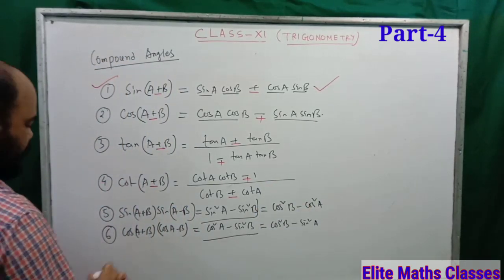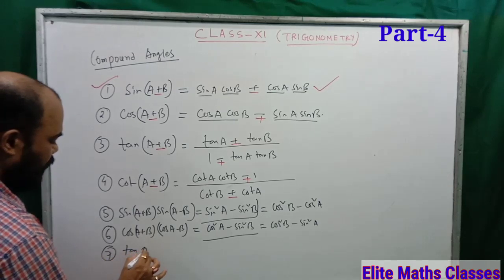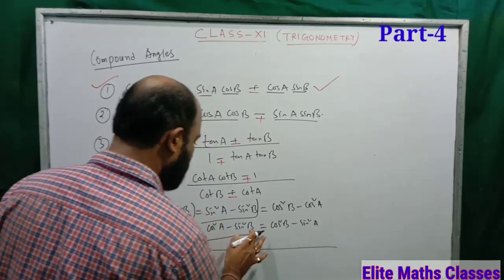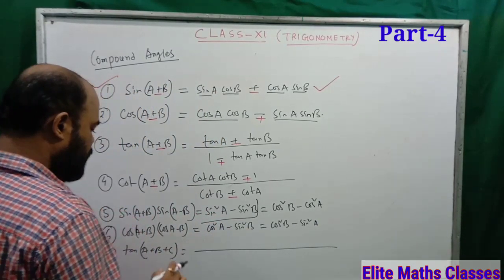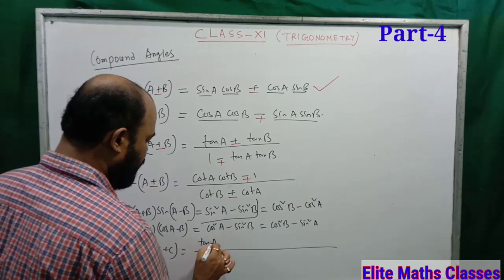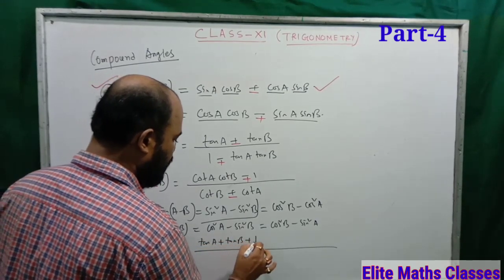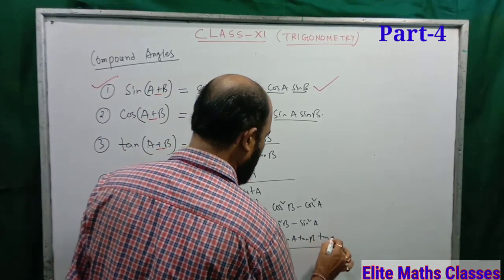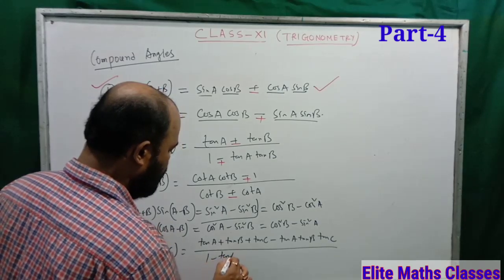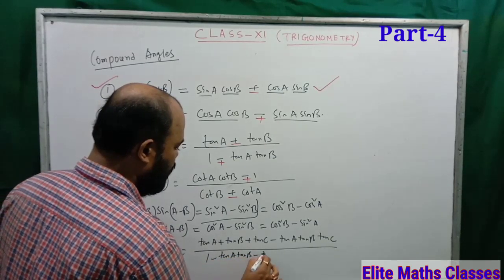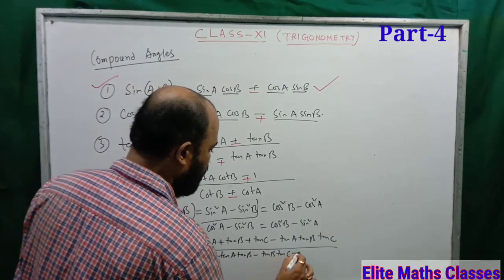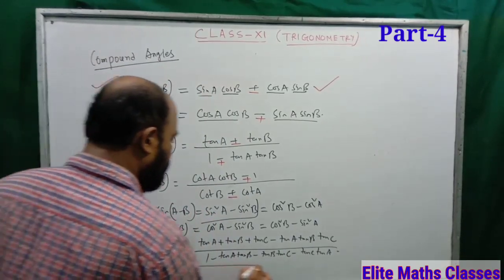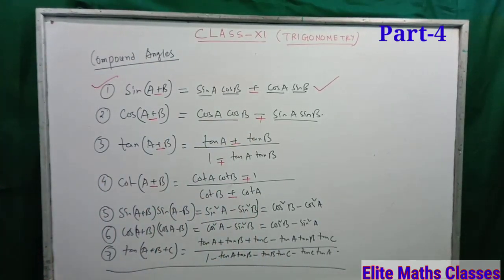And the last formula is tan of (a plus b plus c). This one is a little lengthy formula. For tan(a plus b plus c), the formula is (tan a plus tan b plus tan c minus tan a tan b tan c) by (1 minus tan a tan b minus tan b tan c minus tan c tan a). So these are all the formulas of the chapter compound angles.